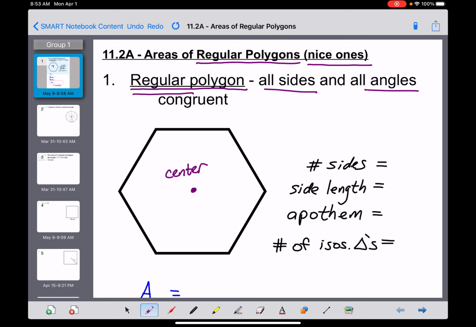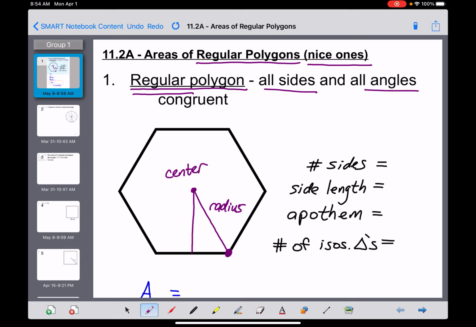The first thing we're going to discuss is something called the radius of a regular polygon. A radius, which is what I have just drawn right there, is a word that we usually reserve for a circle. But a radius in a regular polygon is a segment that goes from the center to one of the vertices of the original regular polygon. So that's our radius.